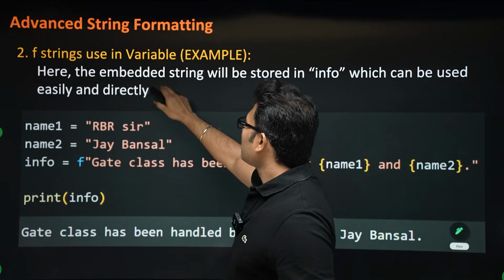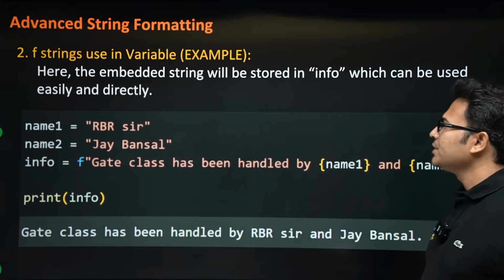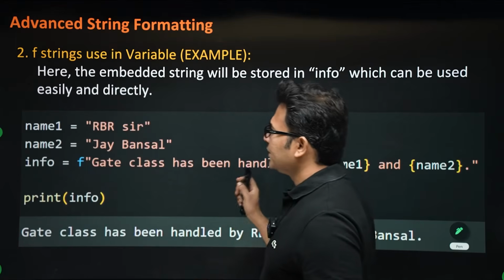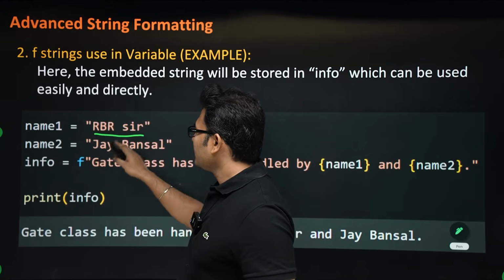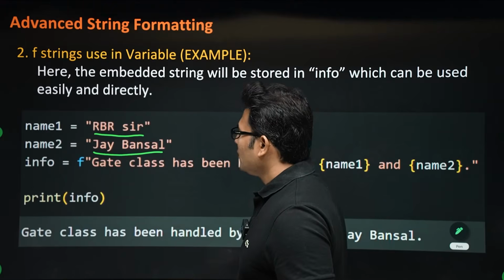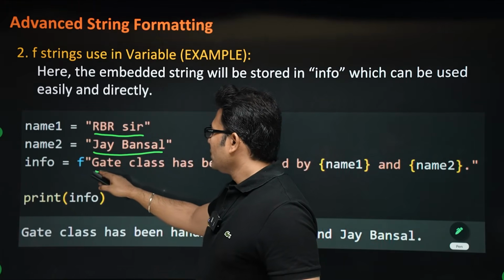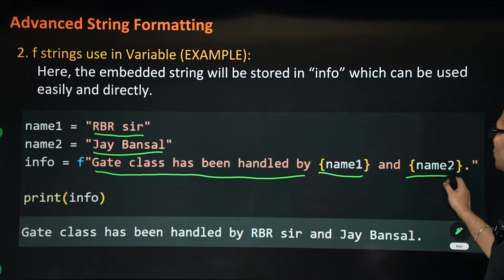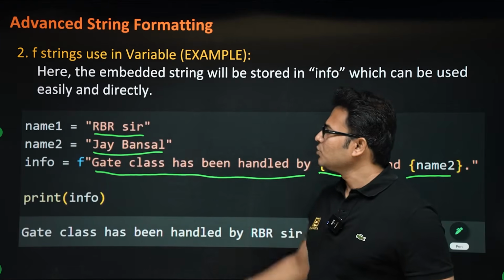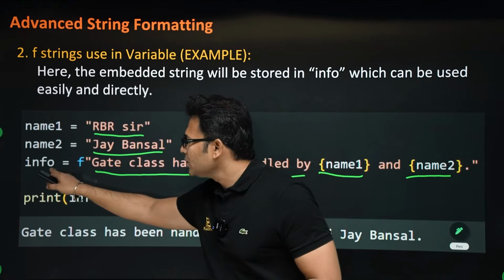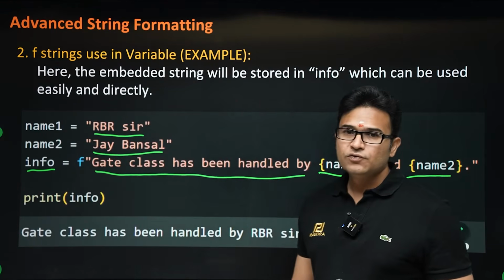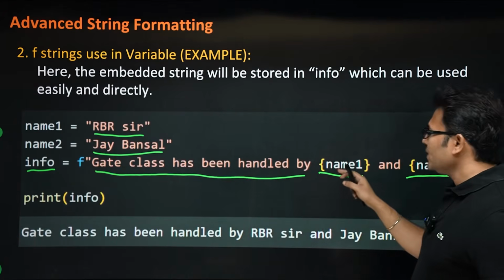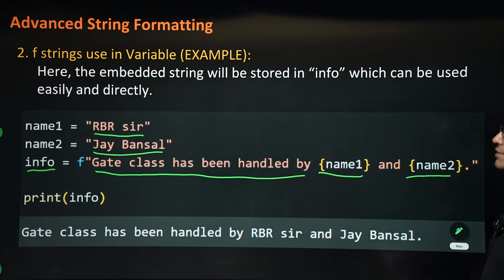For example, I will show you how to use F strings in a variable. Let us say name1 is RBR, name2 is J1Sal. Now if I write an F string, GATE classes have been conducted by name1, name2, which means name1 and name2, automatically this variable info will get a string saying that GATE classes have been handled by RBR and J1Sal.